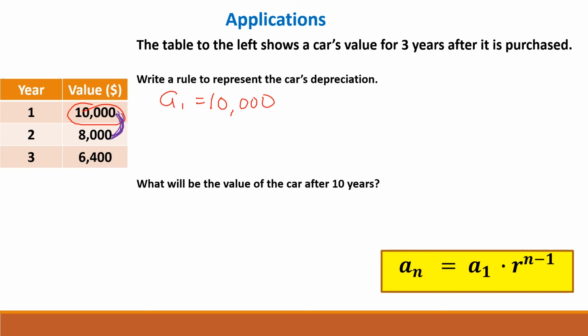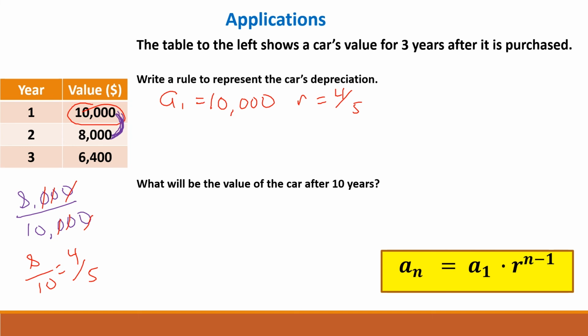And so that is going to go in my numerator. So 8,000 divided by 10,000. I want to reduce this. So they both have 3 zeros. So I can cancel out these zeros here and simply reduce 8 over 10. And that reduces to 4/5. So my common ratio is 4/5. So I just want to plug it in. So a sub n is equal to a sub 1, which is 10,000, right? Then r, times 4/5 to the n minus 1. So that is my rule.